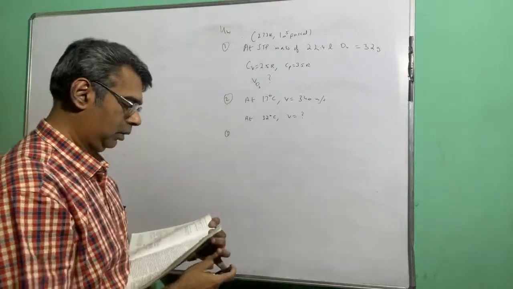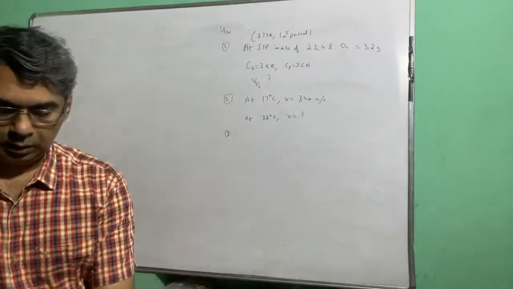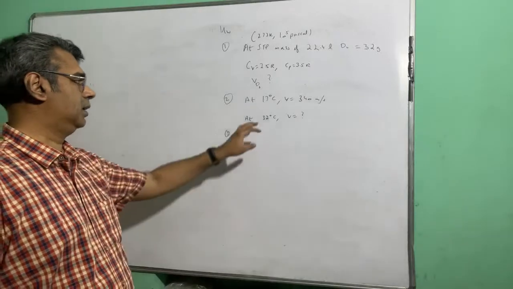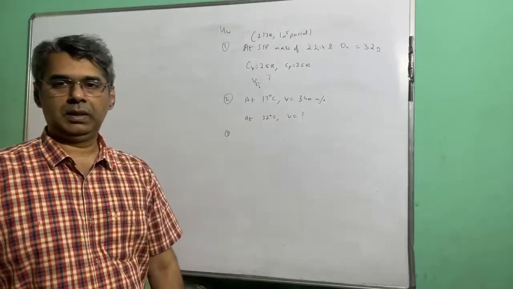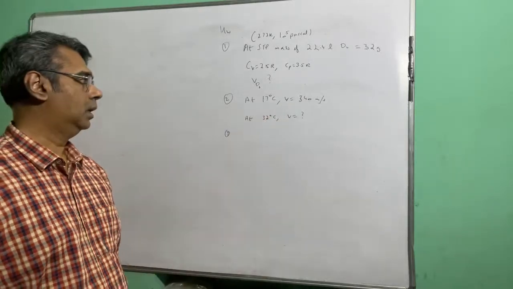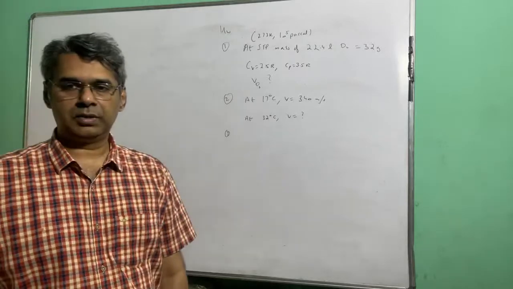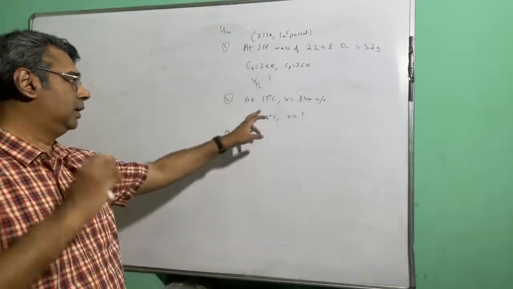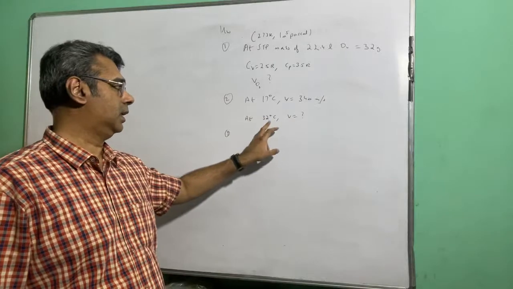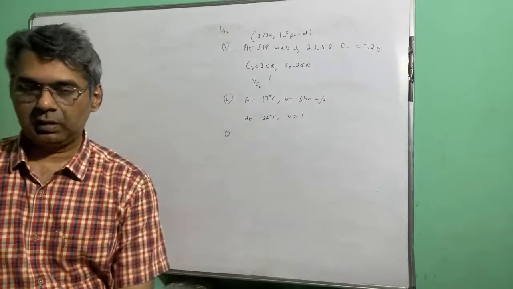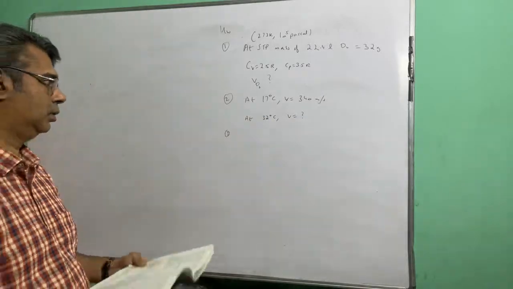Okay, question number 2. At 17 degrees Celsius, the speed of sound in some conditions like air, atmosphere, whatever, is 340 meter per second. So at 32 degrees Celsius, what will be the speed of sound? This is question number 2.